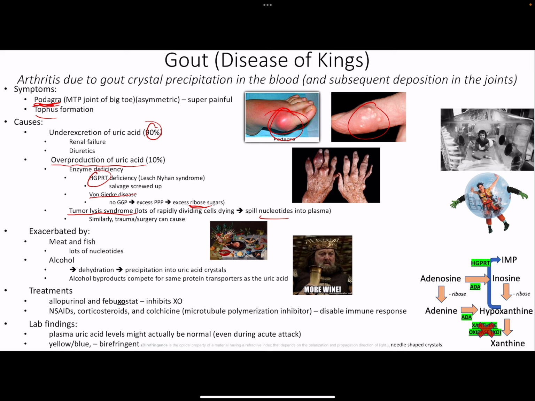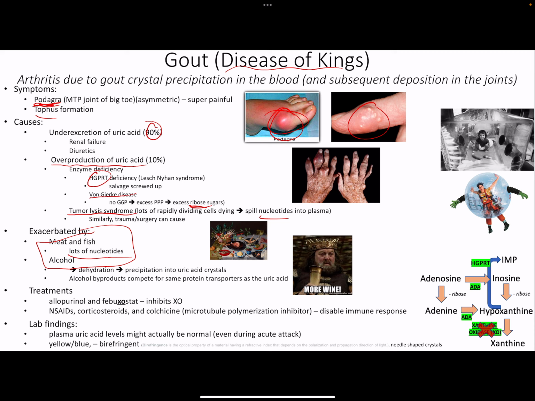What might precipitate it? What might exacerbate it? Meat and fish and alcohol, and that's something that wealthy people used to eat. So this disease has obviously been around for a long time, and they just noticed that wealthy people got it because they're eating all of these rich foods and drinking a lot. That's why it's called the disease of kings. Meat and fish, a lot of nucleotides, a lot of uric acid.